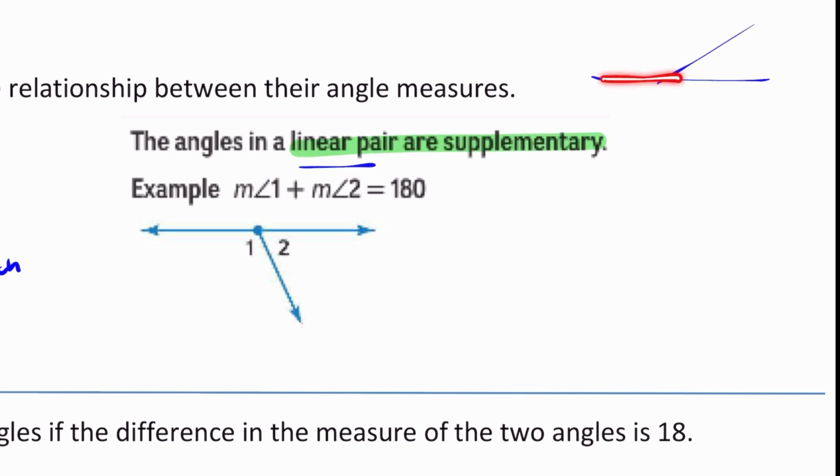We have those two angles that create that linear pair, and the angles in a linear pair are supplementary. We have angle 1 and angle 2 that create that linear pair, and we say that the measure of angle 1 plus the measure of angle 2, those two angles add up to 180 degrees. Again, those two angles are supplementary, okay?